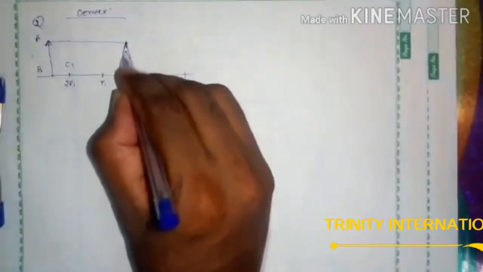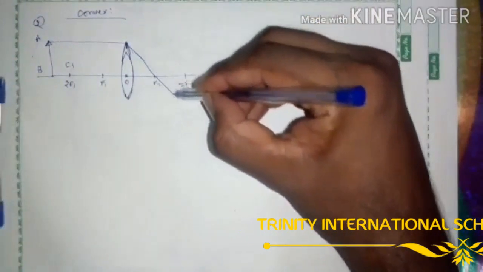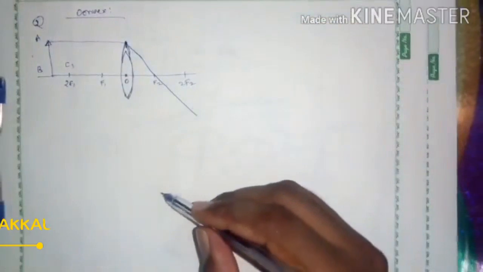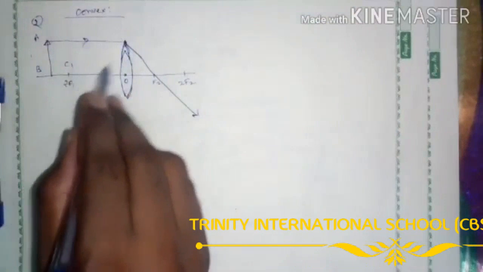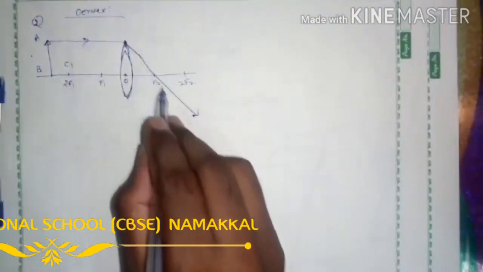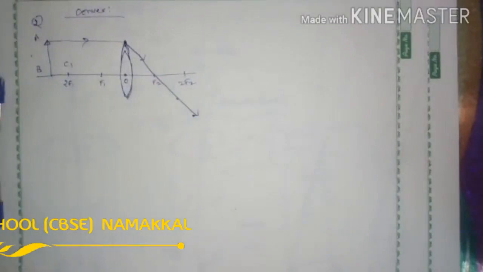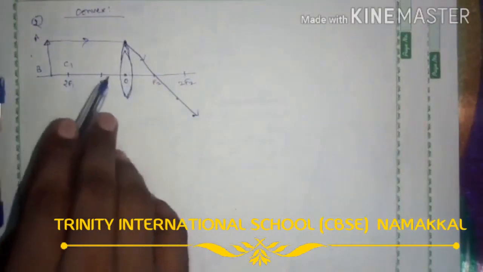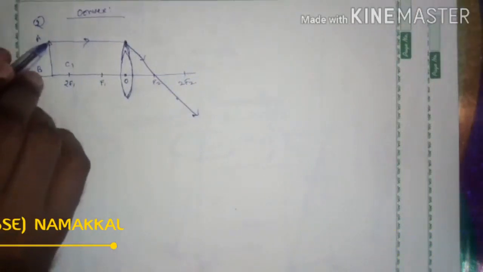After refraction, it will pass through the principal focus. You should use the scale and pencil and extend these lines. This is the incident ray. Parallel rays converge after refraction and pass through the principal focus on the right side. So this is the first ray. Then you have to take the second ray. The second ray passes through the optical center.